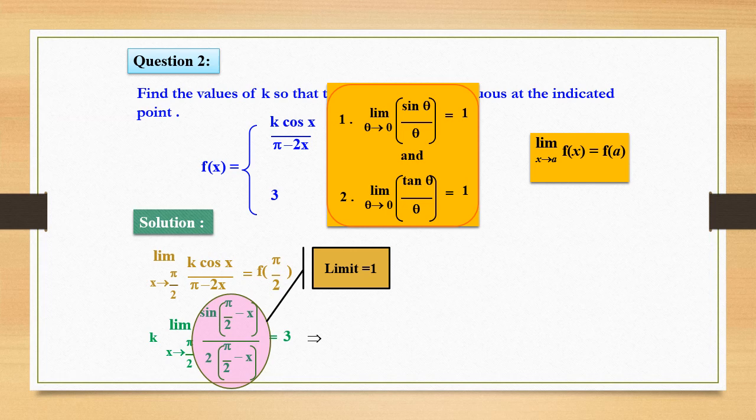So now we know the formula from limits, that is limit of sine theta upon theta as theta tends to 0 is equal to 1. So using the same formula in the LHL, we get the limiting value as 1. So k by 2 into 1 will be equal to 3, or k will be equal to 6.